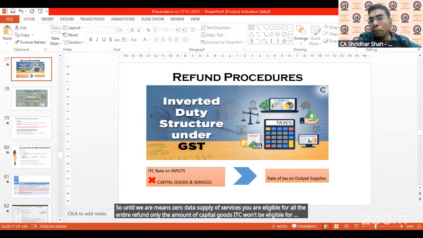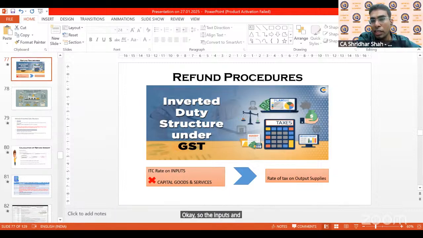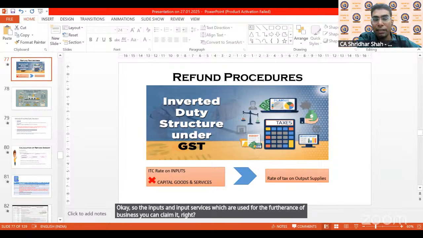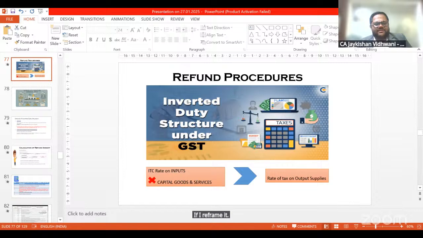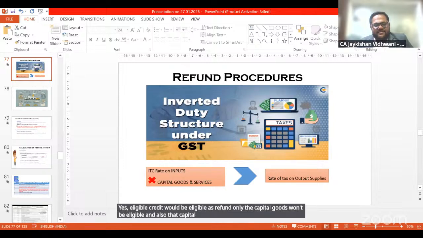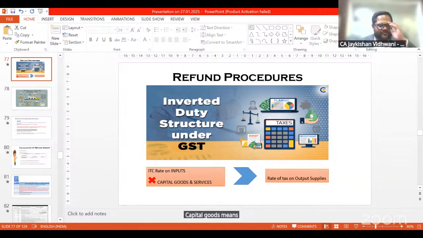So the inputs and input services which are used for the furtherance of business, you can claim it, right? Yes, eligible credit would be eligible as refund. Only the capital goods won't be eligible, and capital goods has been defined. Capital goods means what you have capitalized in your books of accounts, so that would be eligible as refund.